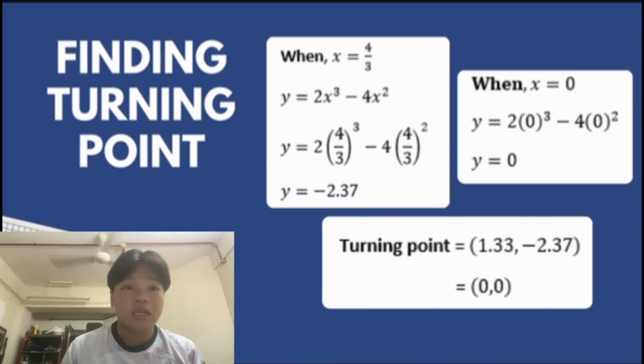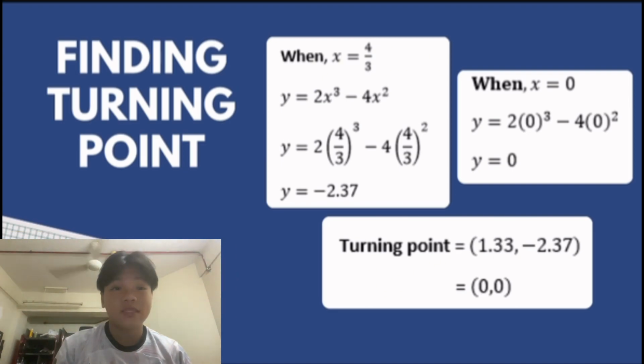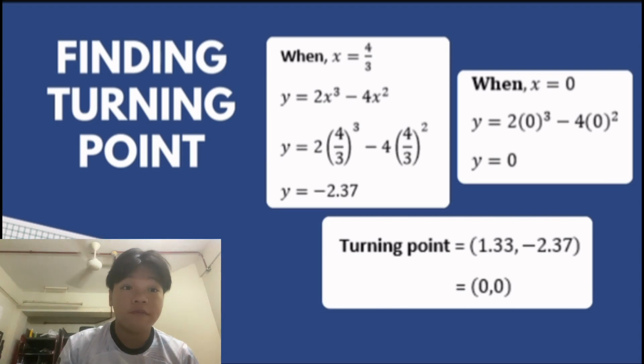And then for the second y, x equals 0. The value of x is inserted into the function, so it will be 2(0)^3 minus 4(0)^2, and then y2 is going to be 0. And that's how you get the turning points for this question. Now moving on to the next step.